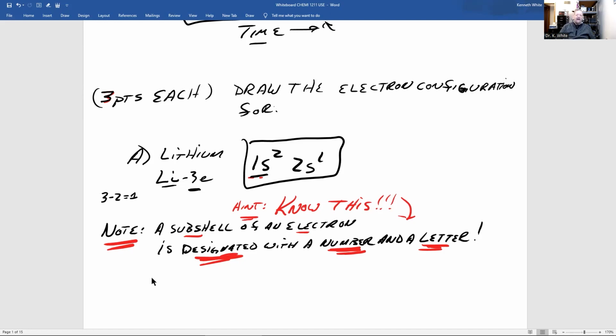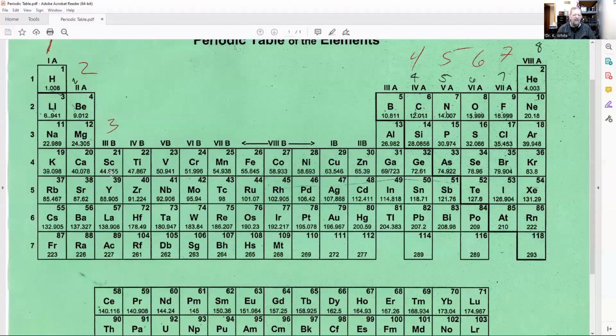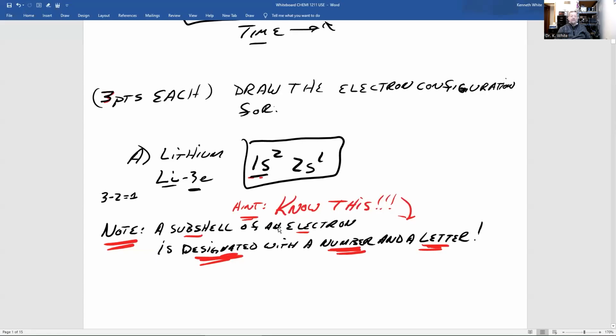How do you do electron configuration? You look at how many electrons you need. How do you do that? You go to the periodic table, find that element, lithium. You look in the upper corner and you say, oh, it has 3 electrons. And you say, all right, I have 3 electrons. Well, I'm going to put them in shells and subshells.